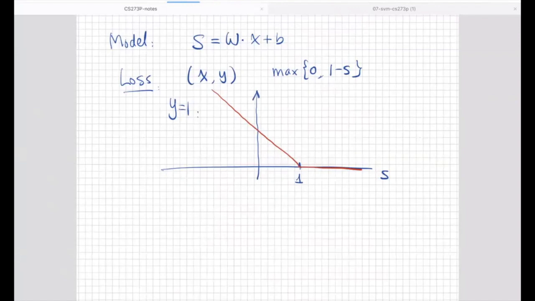So this is the loss function here, equal to this when Y equals 1. That's interesting. It's saying that the soft margin version of SVM is nothing but using this type of loss function. This type of loss is called the hinge loss.